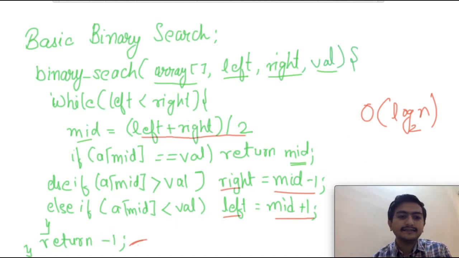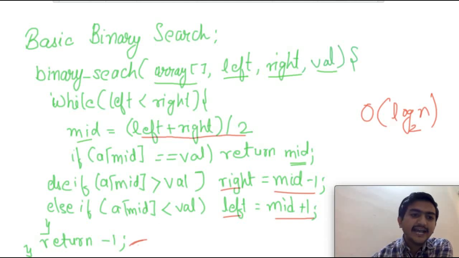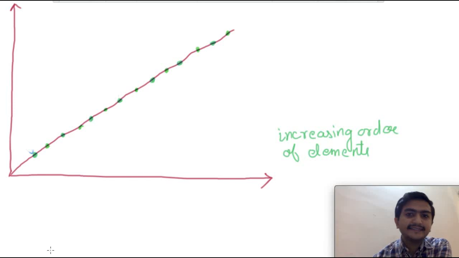So how can we modify this normal binary search to suit our needs? Suppose here it is returning minus 1 if we don't have that exact value. What if I need to find the closest value, then how do we modify this? For this I'll be using this graph, and then let me explain.